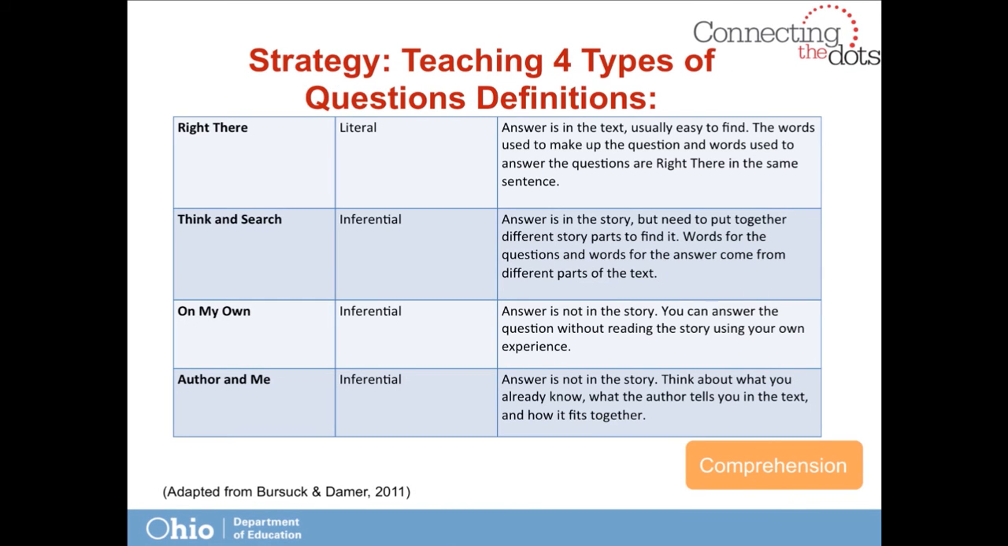The types of the 4 questions are shown in the left-hand column. The middle column determines whether the question type is literal or inferential. The right-hand column provides a definition of each question type.